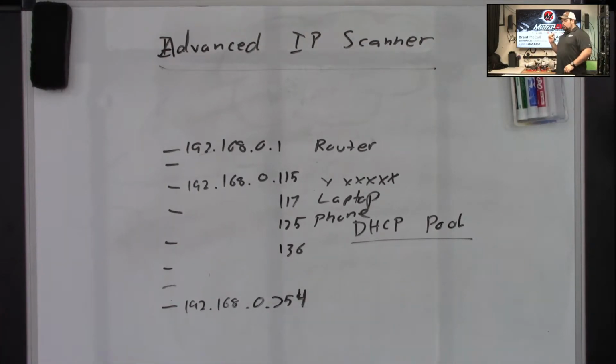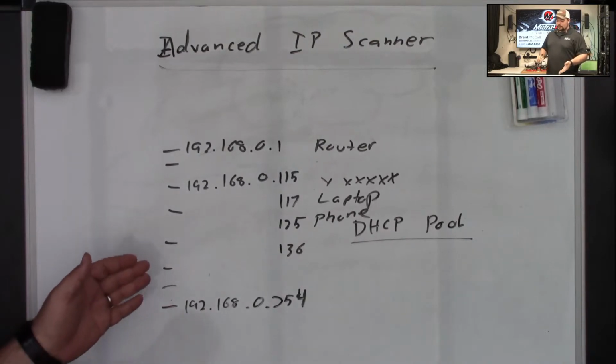Now, Brent, where do we not want to put our cameras? Or back up, where do we not want to put any static device? We want to try to avoid the DHCP pool, because we want to be in an area where they're not going to actually drop something on top of us. Right. So nobody wants a piano on the head.